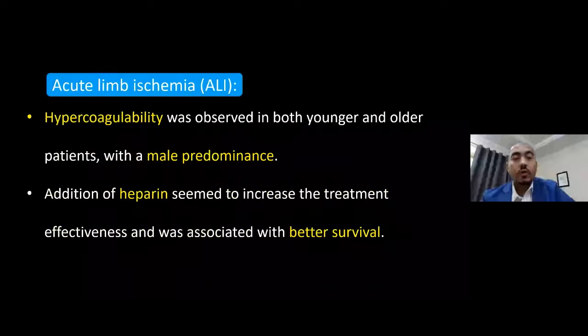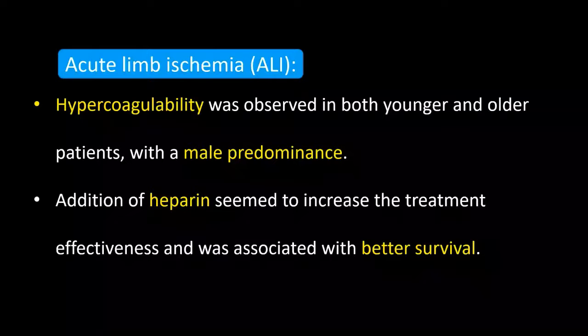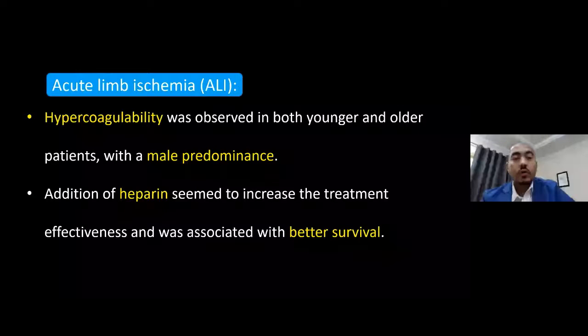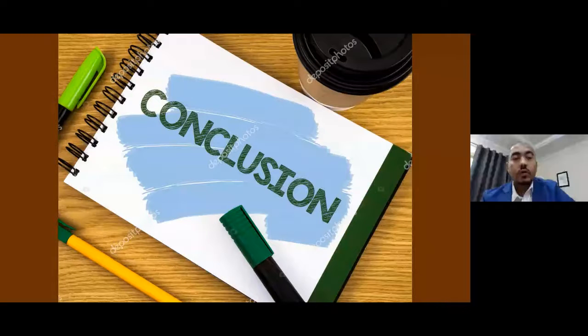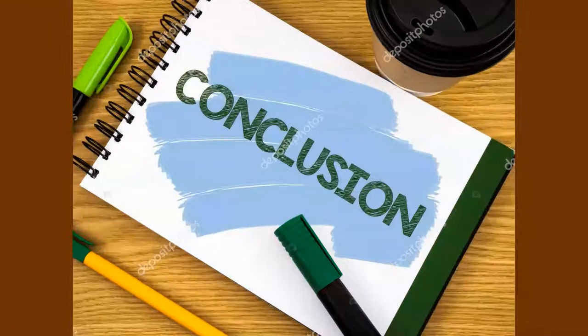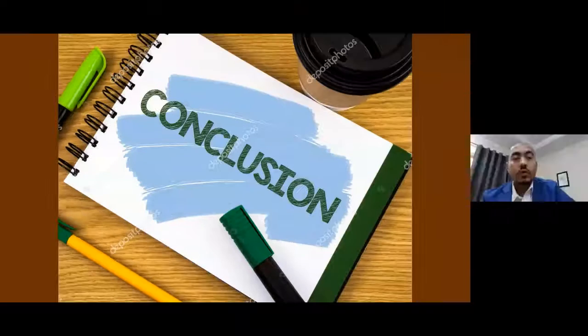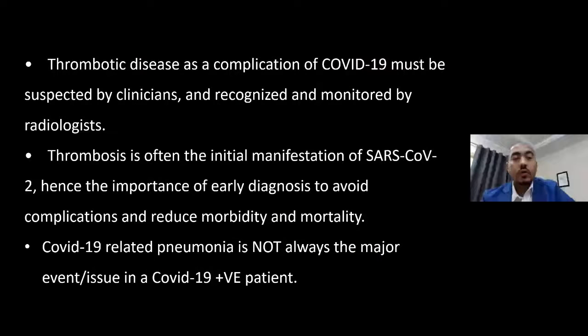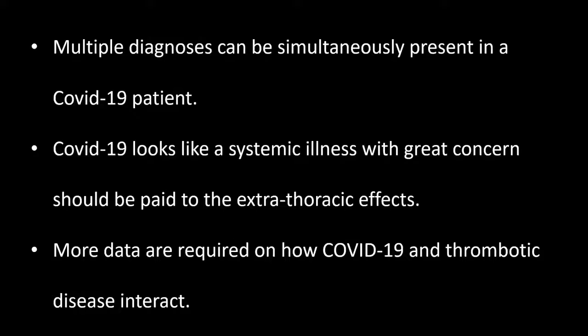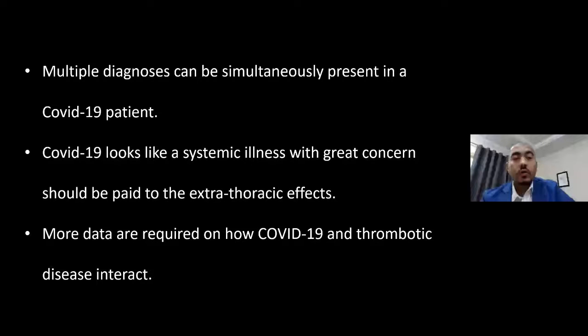Conclusion. Thrombotic disease as a complication of COVID-19 must be suspected by clinicians and recognized and monitored by radiologists. Thrombosis is often the initial manifestation of COVID-19, hence the importance of early diagnosis to avoid complications and reduce morbidity and mortality. COVID-19 related pneumonia is not always the major event or issue in a COVID positive patient.